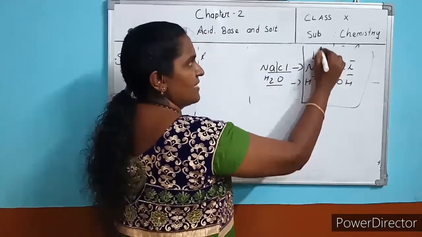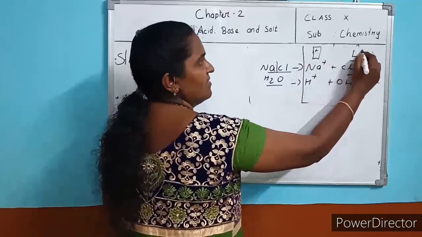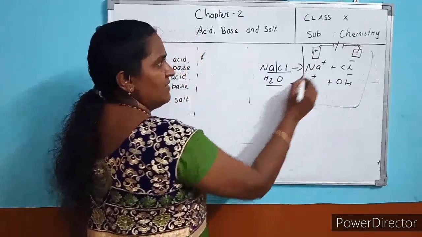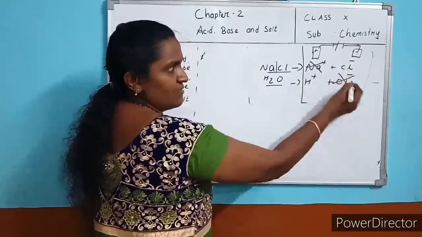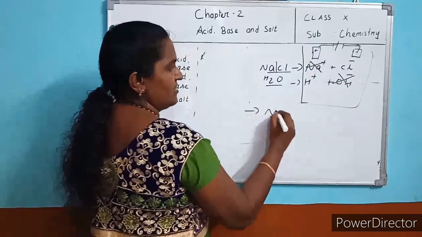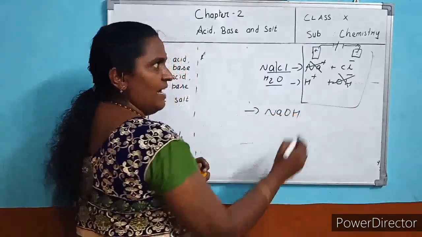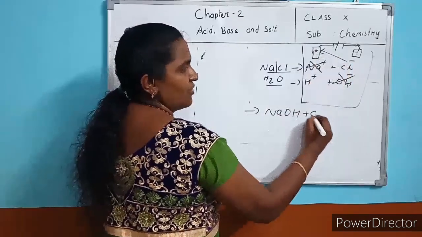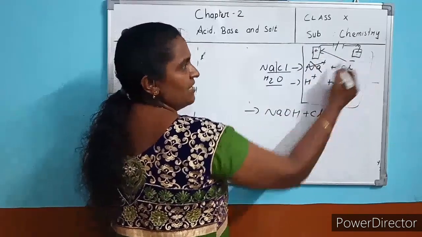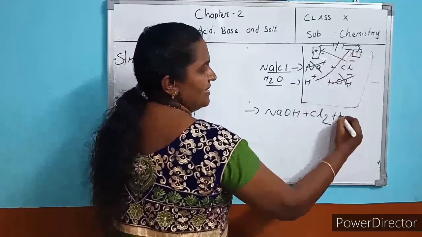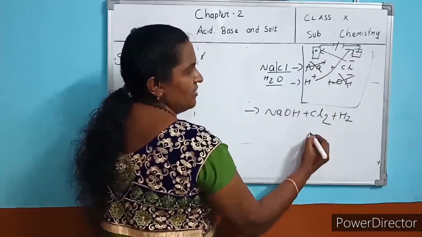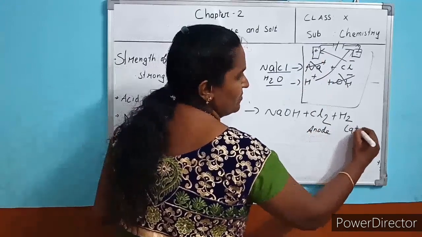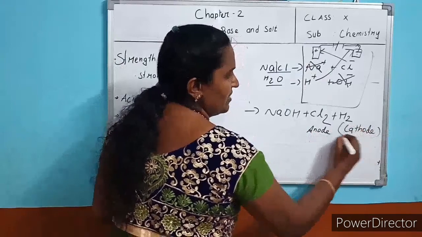And here two rods are connected to the battery. What will happen? This Na plus and OH minus join to form NaOH. And to the plus rod, who will migrate? Minus ion migrates, and you will get chlorine gas. To the minus rod, plus ion migrates to form hydrogen gas. Chlorine is liberated at the anode, hydrogen at the cathode.